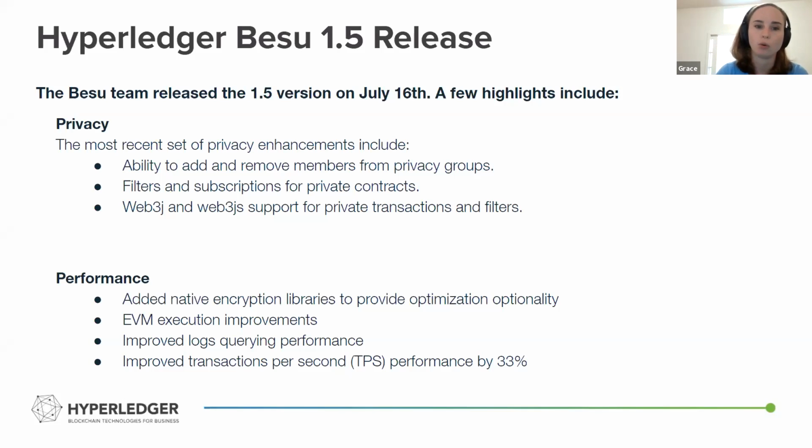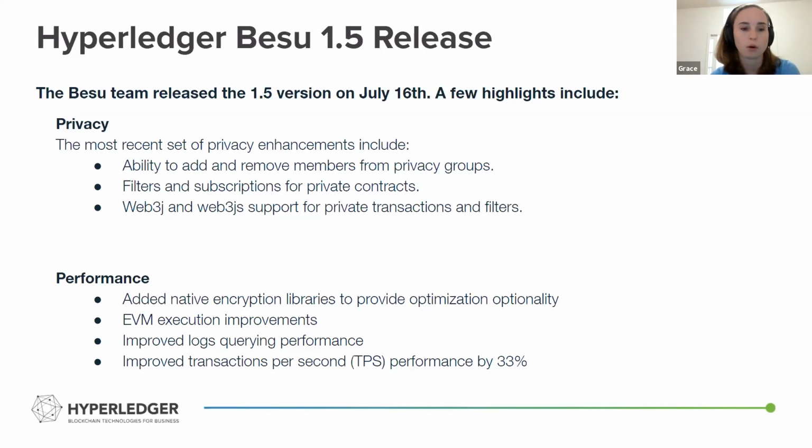But privacy, as I mentioned, we've been pretty focused on improving privacy over the last few months. One feature that we're very excited about is that you can now add and remove members from privacy groups. So instead of being stuck with whoever you had when you created a privacy group 6 months ago, if you now want to change it and, let's say, add a new person, you can do that, which makes it more flexible and hopefully more user friendly. We also have filters and subscriptions for private contracts, which we think is pretty exciting. And we also have Web3J and Web3JS support for private transactions and filters as well.